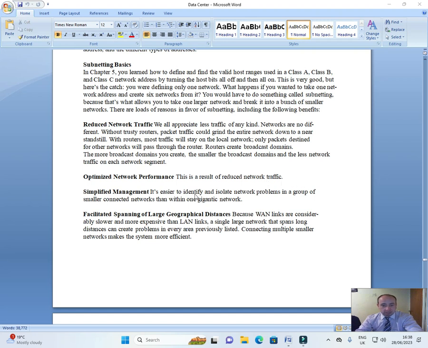Simplified management. It's easier to identify and isolate network problems in a group of smaller connected networks than within one gigantic network. Facilitated spanning of large geographical distances. Because WAN links are considerably slower and more expensive than LAN links, a single large network that spans long distances can create problems in every area previously listed. Connecting multiple smaller networks makes the system more efficient.